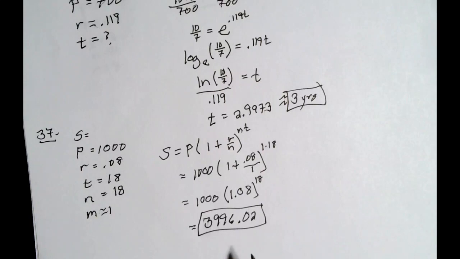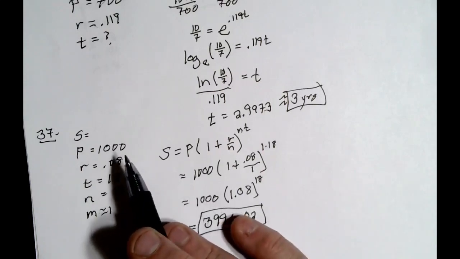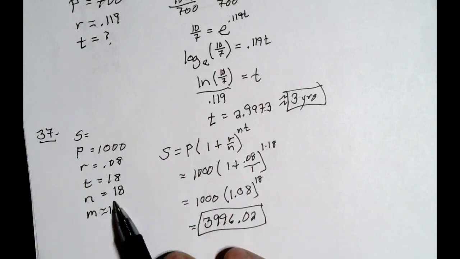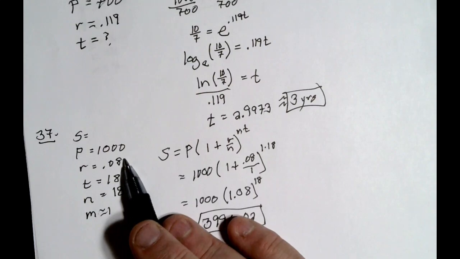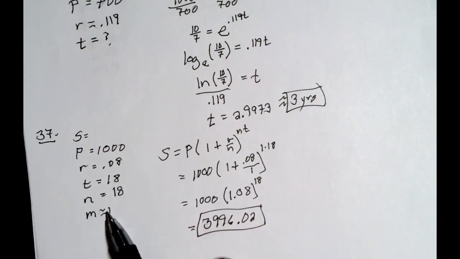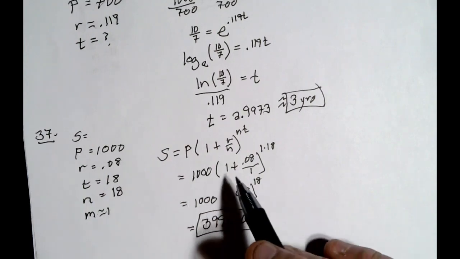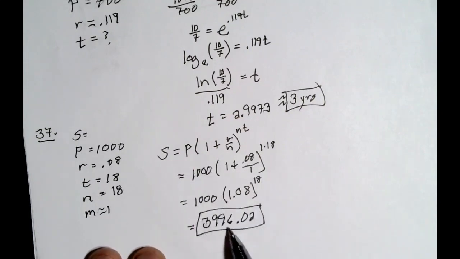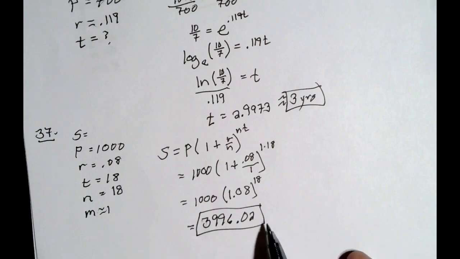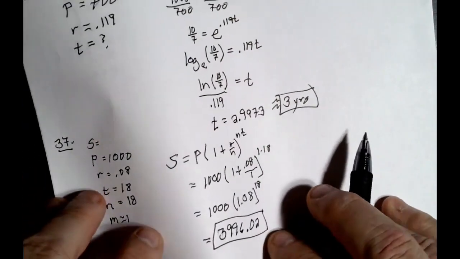Alright, 37. For her first birthday, Ruth's grandparents invested $1,000 in an 18-year certificate, 18 years, that will pay 8% compounded annually, so m is 1. How much will the certificate be worth on Ruth's 19th birthday, so 18 years later? Okay, so you know all these numbers already. Plug them all in and simplify, and you get $3,996. So $1,000 18 years later is worth roughly $4,000.